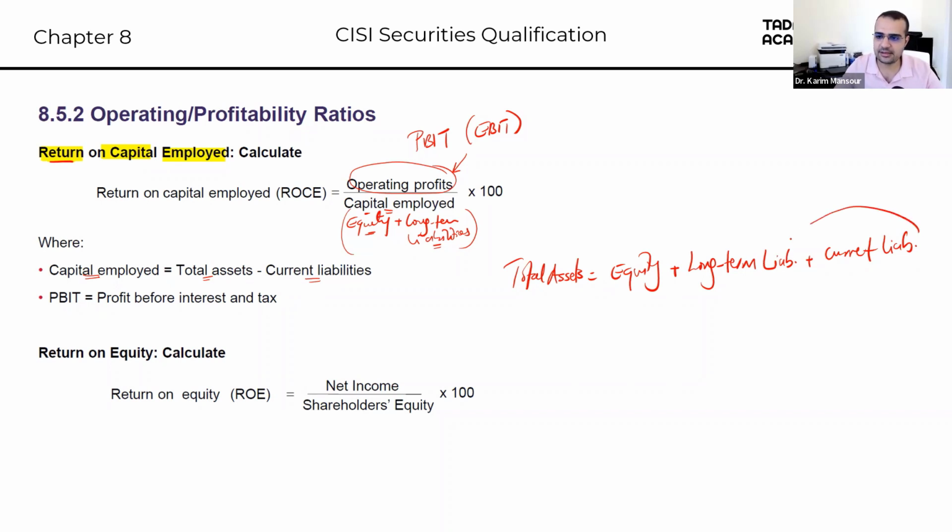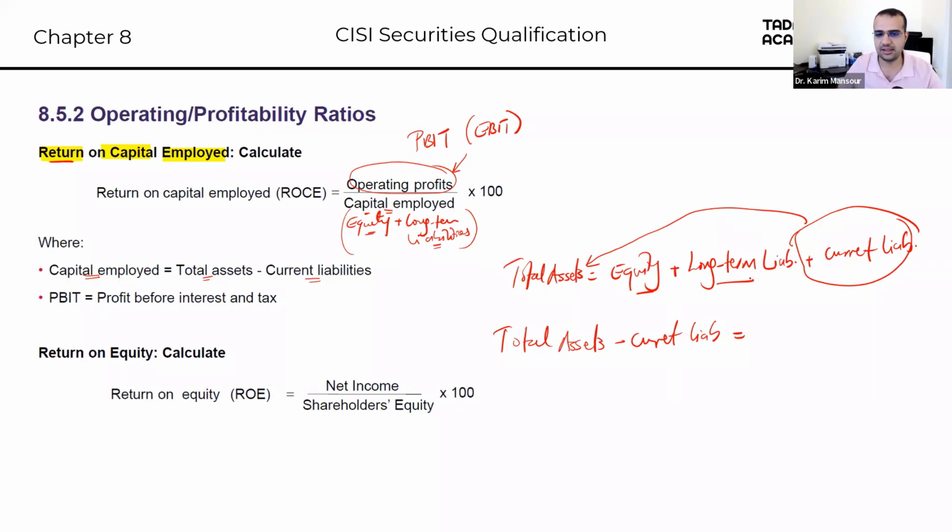So if we bring the current liabilities to this side, it will say total assets minus current liabilities will equal equity plus long-term liabilities. Just keep that in mind. So you might see capital employed as this, or you might see it as this in the exam. Similar to it, you've got the return on equity ratio, which looks at your net profit, but divided only by your equity, not considering debt. So it only looks at your equity.